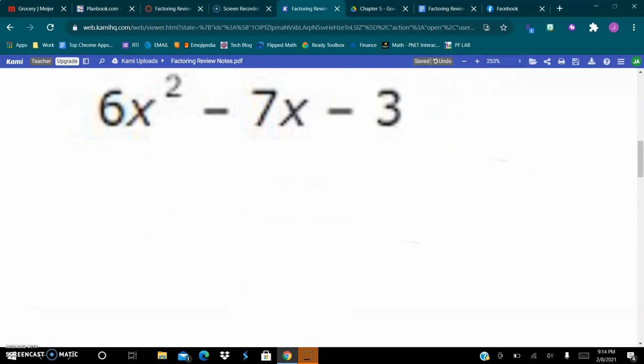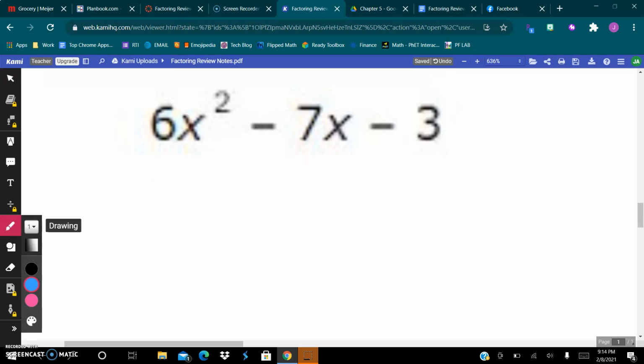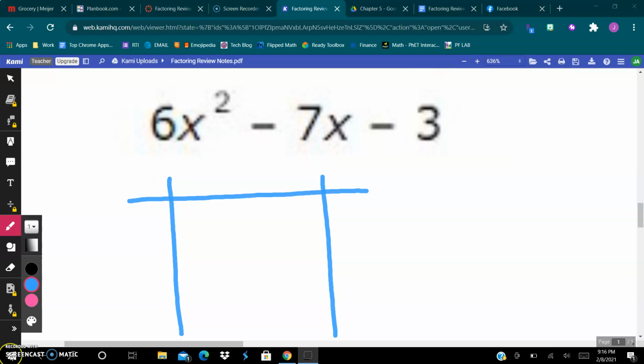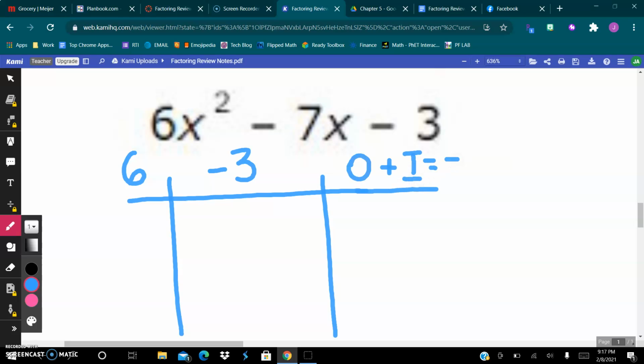All right, now what happens when we have an A value, a number out front? Well, that's where we have to make this chart. The A value is going to go here. Our C value goes in the middle, and then our outside plus inside is going to give us our B value of negative 7. So factors of 6, I'm going to pick 2 and 3. And then factors of negative 3, I'm going to do 1 and 3, but I'm going to make the 3 negative. So the two outside terms, we're going to multiply together.